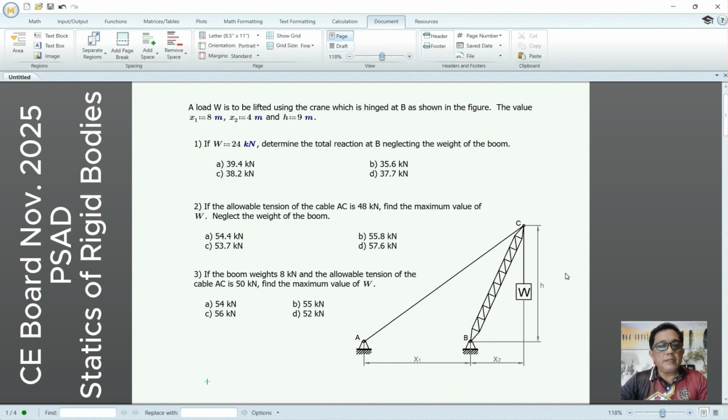This is CE board November of 2025. A load W is to be lifted using the crane which is hinged at B as shown in the figure. The value of X sub 1 is 8 meters, X sub 2 is 4 meters, and H is 9 meters.